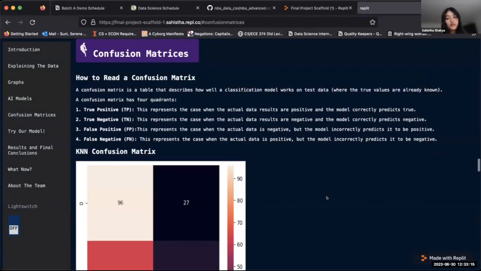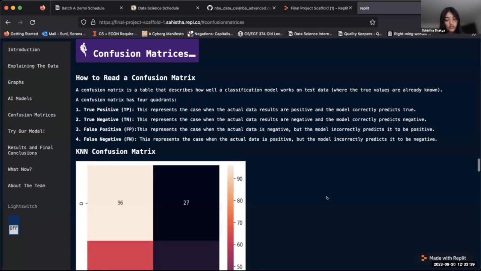So we use confusion matrices, which pretty much just tell you how right or wrong your model was. There are 4 quadrants, which is the true positive and negative, and then the false positive and negative. So true positive is when the data is positive and it was correctly predicted true. And then true negative is the opposite, when the data was negative and it was correctly predicted. And false positive is when the data was negative but incorrectly predicted positive.